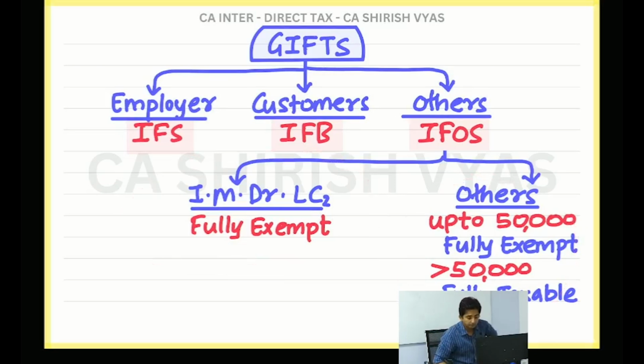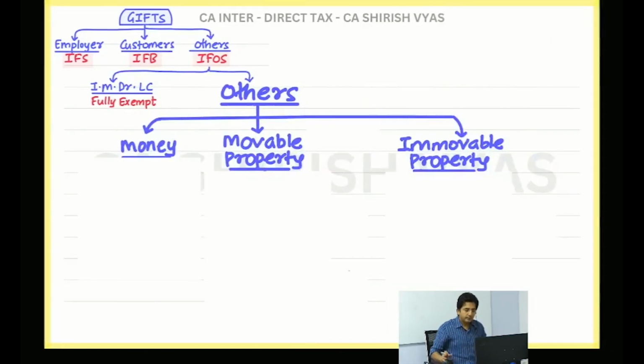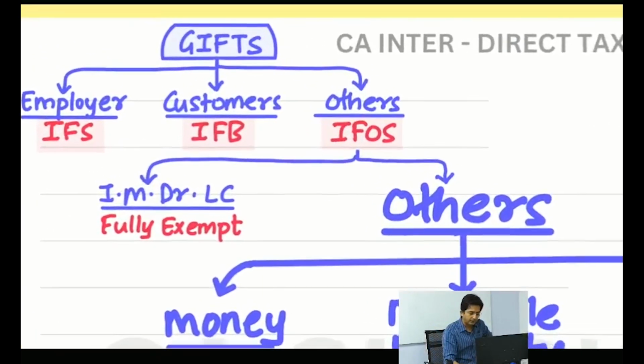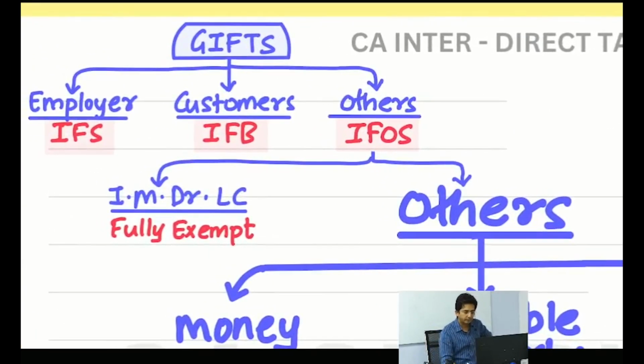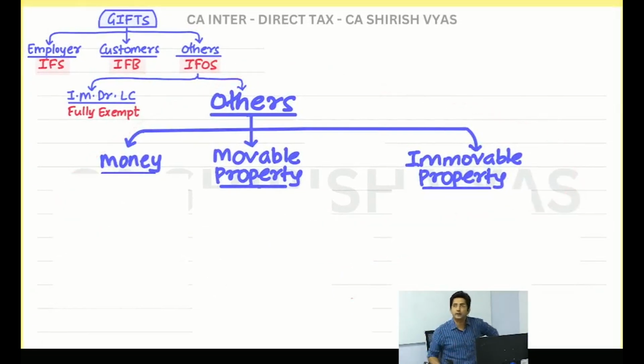Okay. Now it seems like it's over, but now there are further details. Look here. Can you see this chart is coming again? In the previous chart I showed you this much only. What did I show? Employer gift, salary; customer gift, business; other gift, income from other sources. In that, I am Dr. LC fully exempt, and then others. Now in others also there is a detailed study. Right now in others, what did I say? Up to 50,000 exempt, above 50,000 taxable. But in others also there is a lot to study.